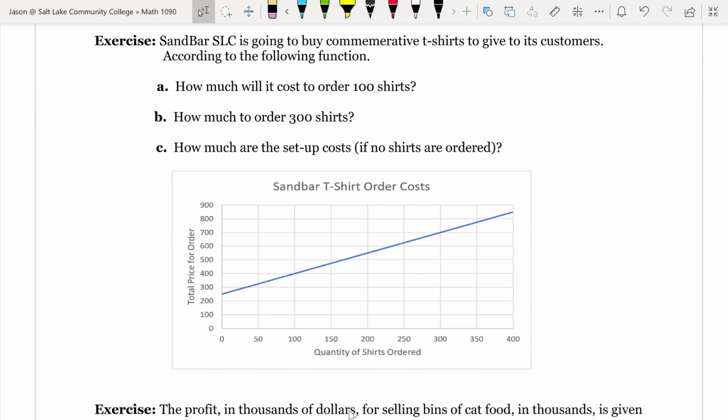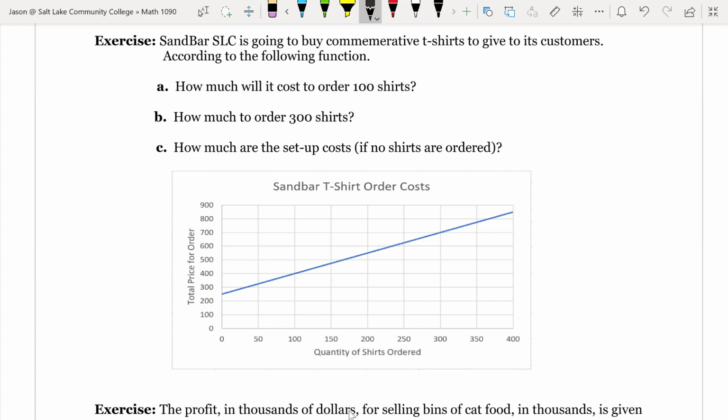Sandbar SLC is going to buy commemorative t-shirts to give to its customers according to the following function. So here we have a graphical representation of a function, don't we? The horizontal axis of our graph is the set of inputs to the function, and the y-axis represents the outputs of the function. So the inputs are quantity ordered, and the outputs are going to be the total price for the order. Okay, so let's answer these questions now.